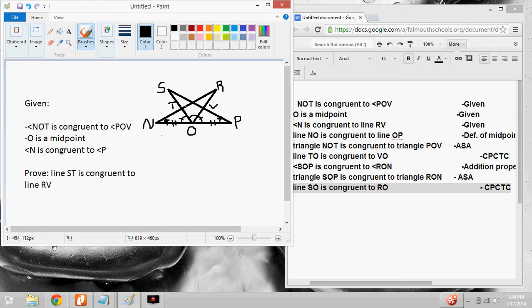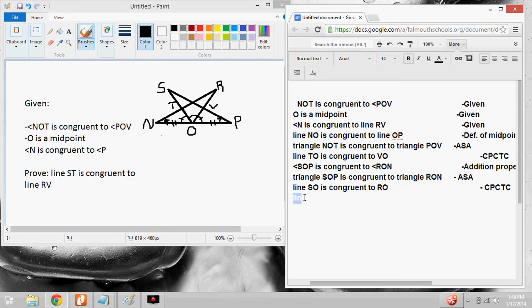So since we're taking the segment OT and OV away from the longer segments, we're left with 2 congruent segments. So that means that ST and RV have to be congruent via the subtraction property. So then we've successfully proven what we were given to prove, that line ST is congruent to line RV.